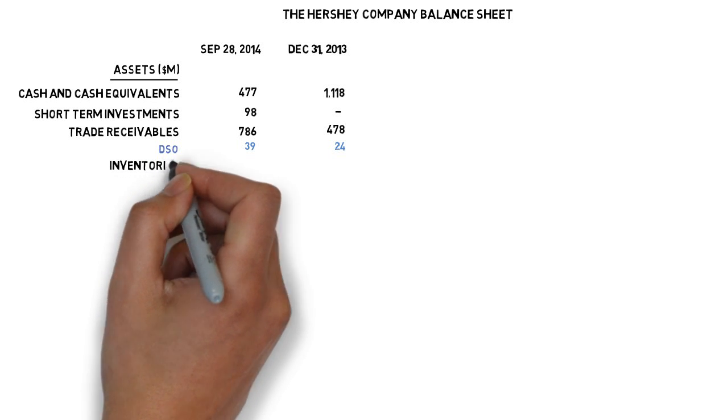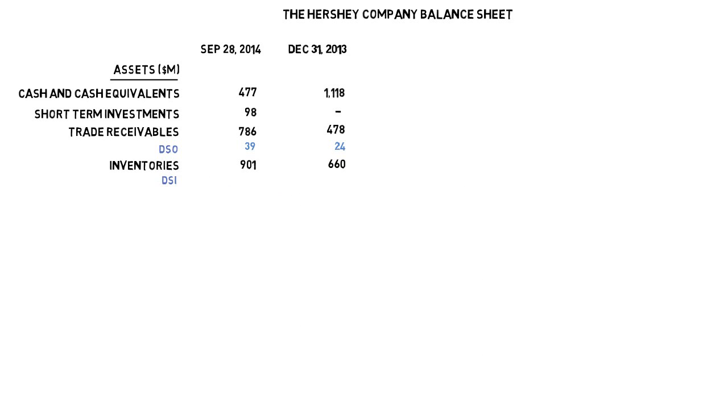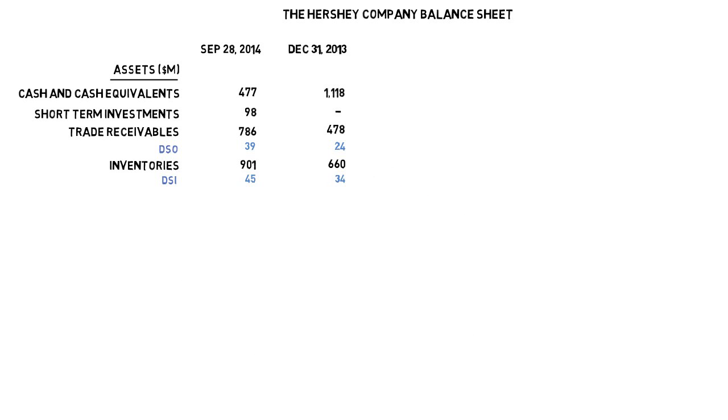Inventories next. Here we can calculate days sales of inventory if we divide by annual sales and multiply by 365. We find that the company is now stocking 45 days worth of inventory, up from 34 days at the end of December. Again, all else equal, this implies less efficient inventory management.